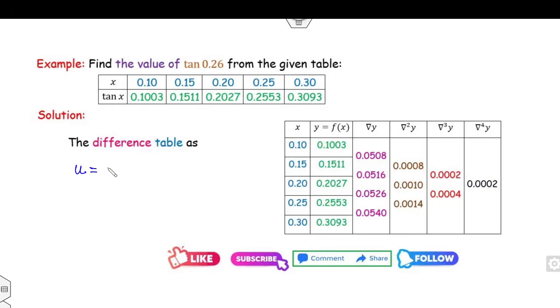Can you find the value of the u? x minus xn divided by h. What is the value of the x? Your target is to find the value at 0.26. What is the value of the xn? The last number, 0.30. H, the difference, is 0.05. So what is the answer of this? So 0.26 minus 0.30, that will be minus 0.04, divided by 0.05, that will be minus 0.8.